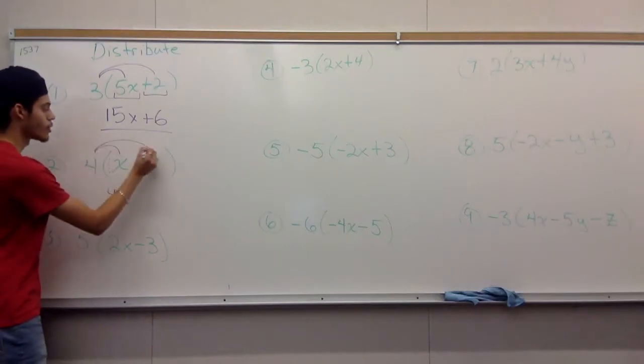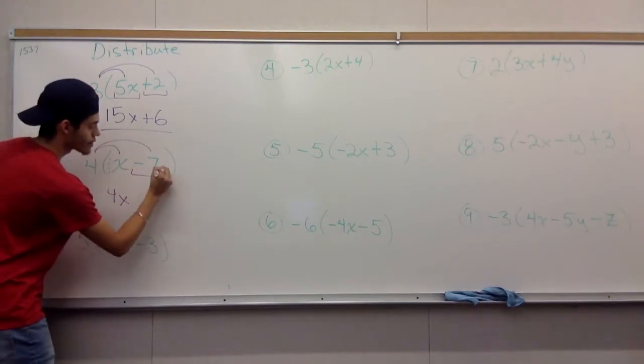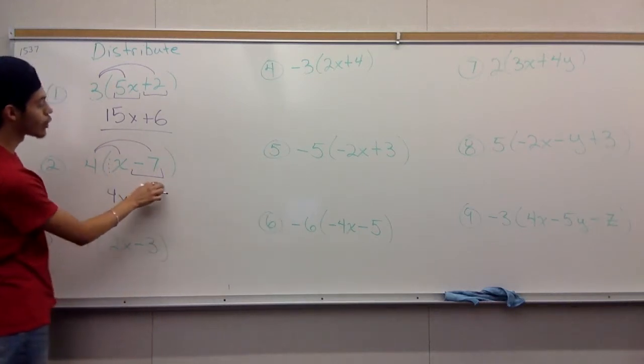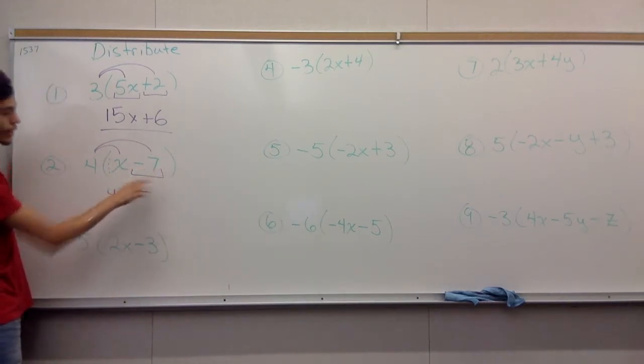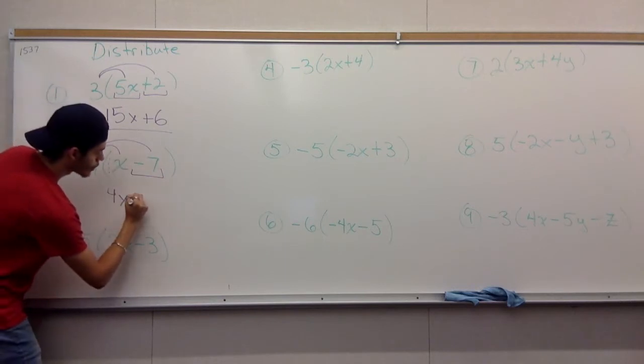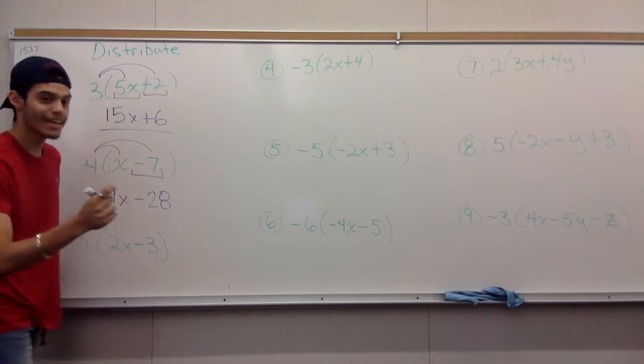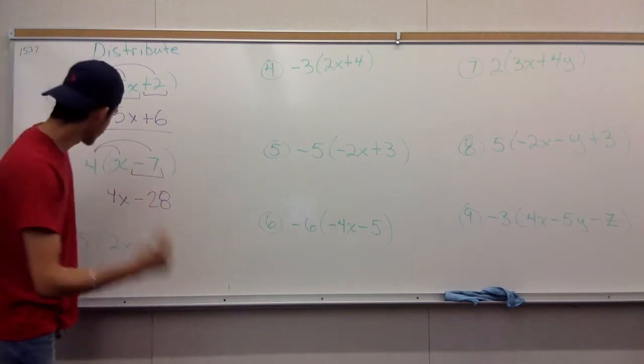Make the second loop, 4 times -7. Remember, the minus sign is also a negative sign that goes along with the number present here. 4 times -7 would give you -28. Remember, a positive number and a negative number creates a negative number.